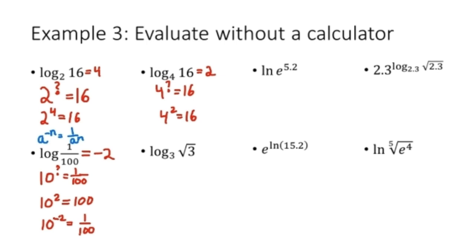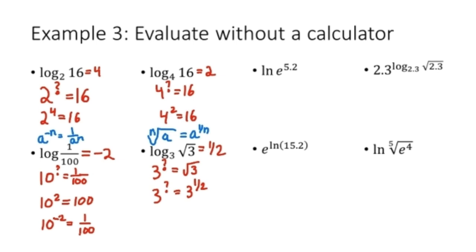Next, log base 3 of root 3. So we're trying to evaluate 3 to what power gives us the square root of 3. Whenever we work with nth roots with logarithms, it's very helpful to rewrite them as exponents. Recall that the nth root of a equals a to the 1 over n. So the square root of 3, even though there's not an n written, we assume that the index is 2. So the square root of 3 is the same as 3 to the 1/2. So 3 to what power gives us 3 to the 1/2? The question answers itself. It'll be the 1/2 power. So log base 3 of the square root of 3 equals 1/2.